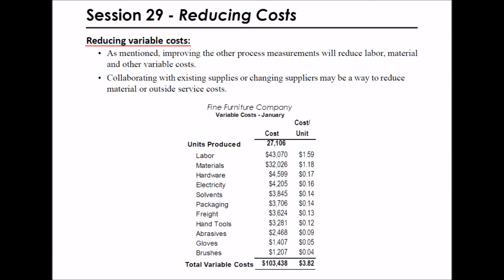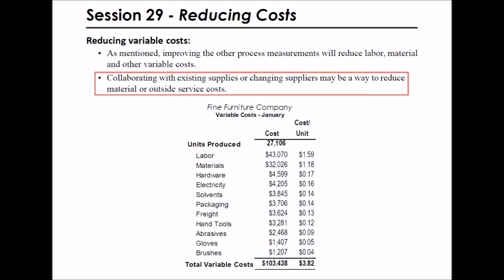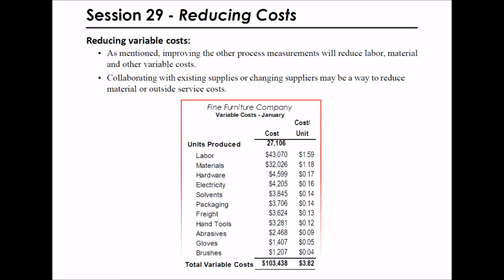In Session 29, you will discuss ways to reduce both variable and overhead cost. As mentioned, improving the other process metrics will reduce direct labor, material, and other variable cost. Collaborating with existing suppliers or changing suppliers may be a way to reduce material or outside service cost. If you make the effort to get bids from other suppliers, you will be surprised by the savings you can find. Here is an example of a variable cost report that lists by type the amount spent for the month and calculates how much was spent per unit of output.